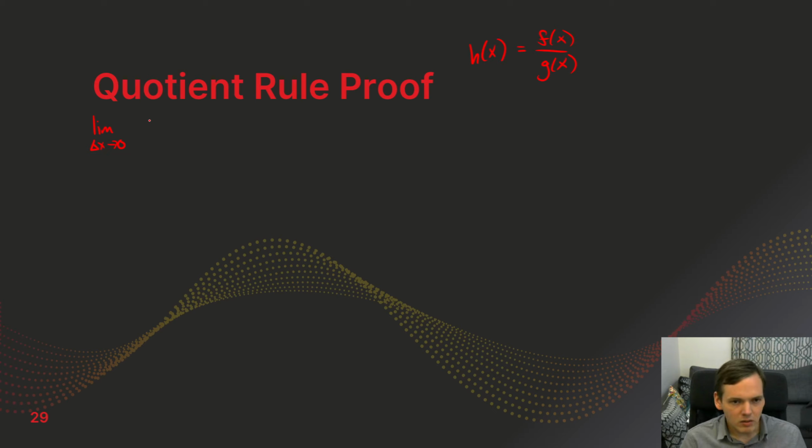So we're going to start by plugging it in. So we have f of x plus delta x over g of x plus delta x minus f of x over g of x, all divided by delta x. That's just straight up plugging it into our initial setup.